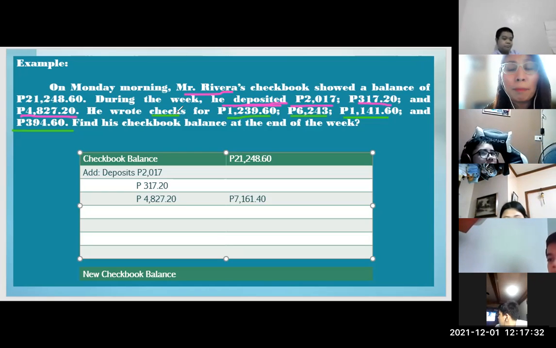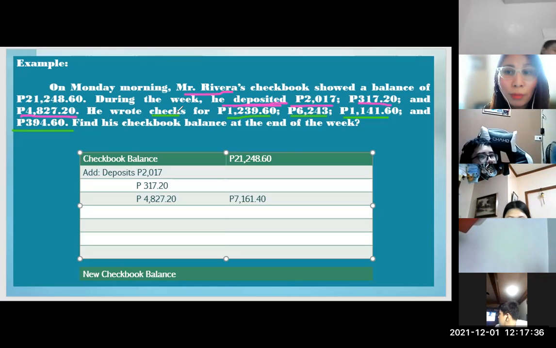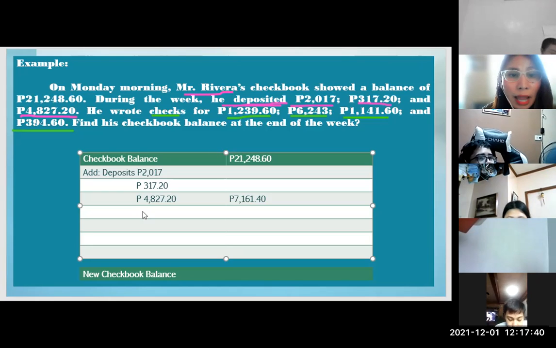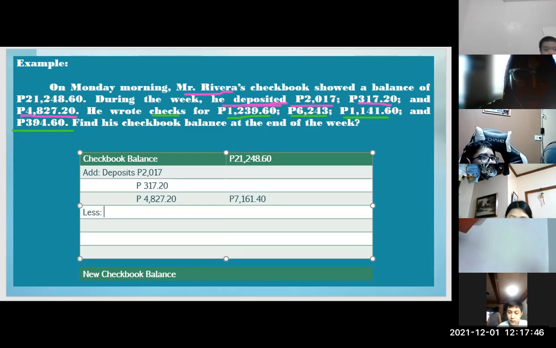Binigay mo na. Pag naibigay mo na, those are to be deducted from your balance or yung money mo in the bank. Therefore, we need to less these amounts. Less. Okay. These are checks issued. How much? So, 1,239.60.